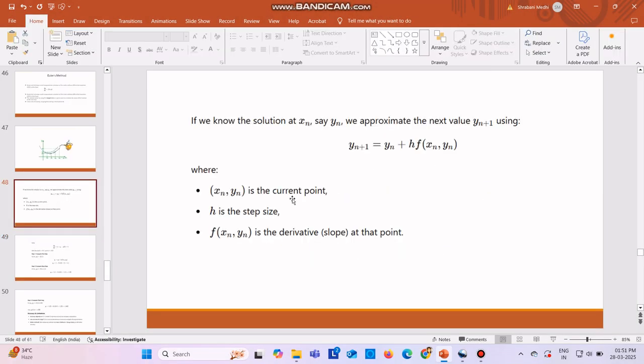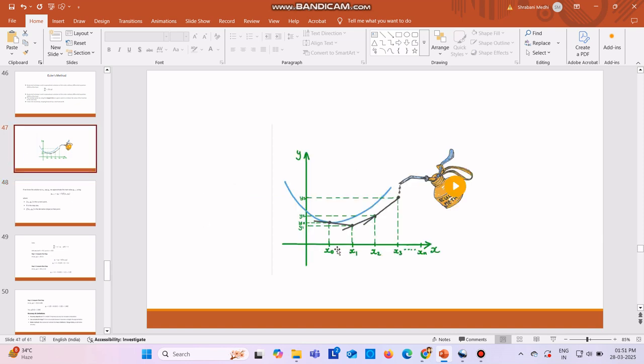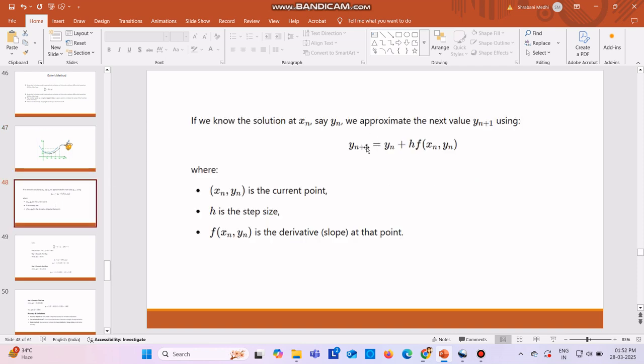This is the formula I was talking about, the straight line formula: y(n+1) equals yn plus h into f of xn comma yn. Here xn and yn are the current point, h is the step size, as I have told, this distance and then this distance, so it remains constant, and y(n+1) is the next point. And f of xn, yn is the derivative, the slope at that particular point. Okay, this is the slope.